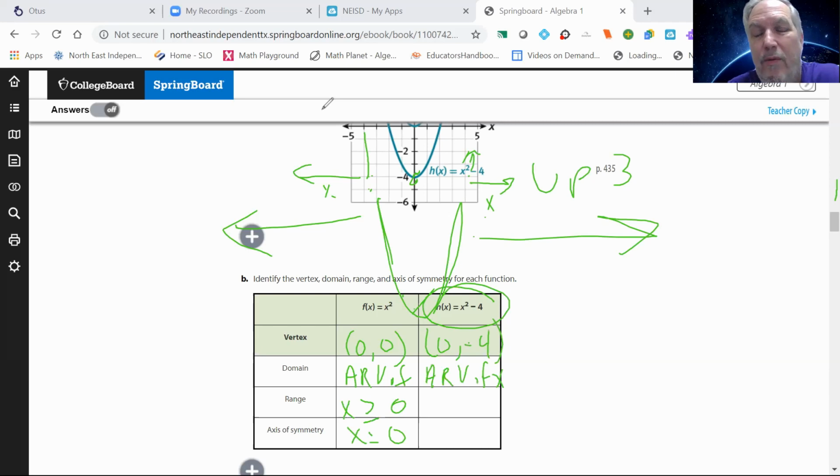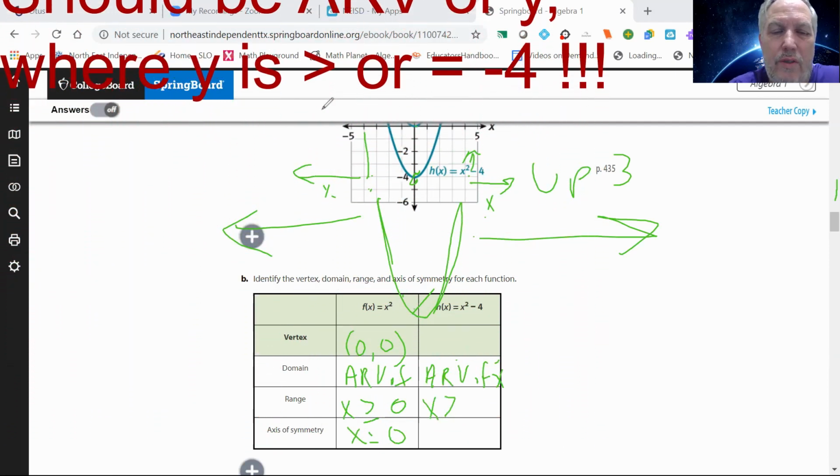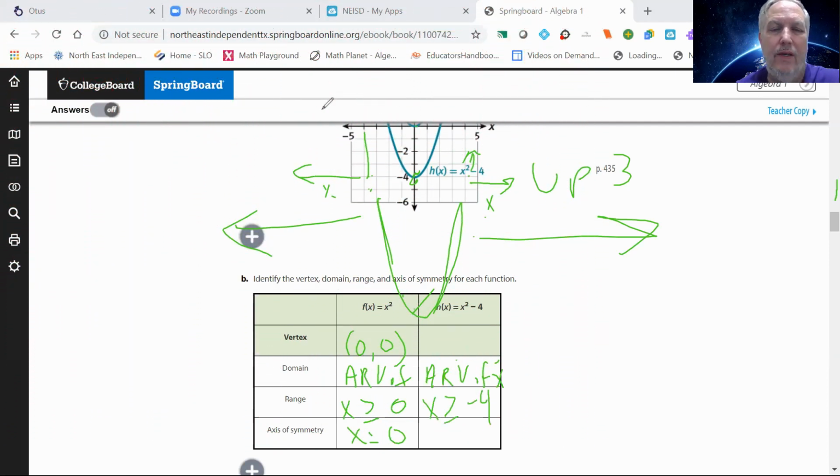And my range, is my range going to change? Yeah, instead of going through the origin and up, your minimum value is now negative 4. So y is going to be greater than or equal to negative 4. Okay. And of course, the axis of symmetry, that didn't change. When you look at the vertex, it still has an x value of 0, and it's a vertical line. So it's going to be x is equal to 0 still.